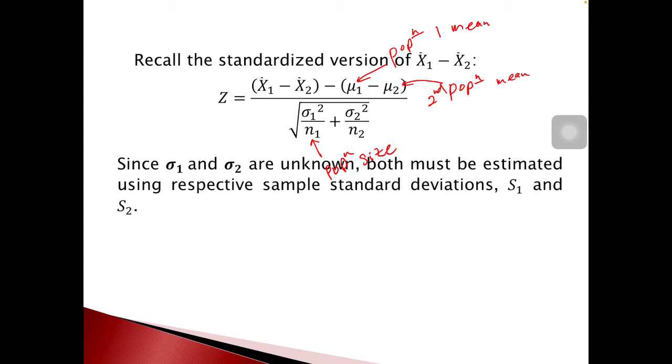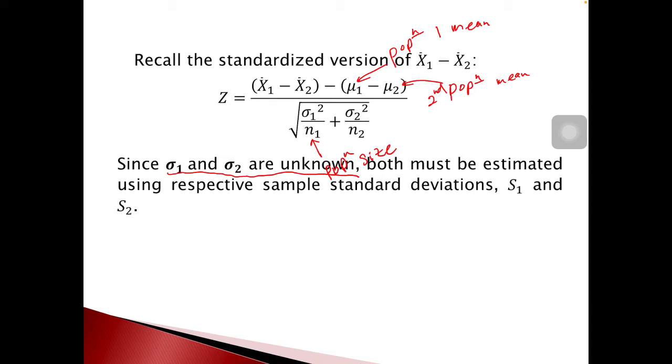So they have mentioned it here, but the problem is that sigma1 and sigma2 are both unknown, we do not know them, and also they are different. Last time we talked about them being similar but unknown, but now they are unknown as well as different. So to overcome this problem, we have to use sample standard deviations, which means S1 and S2 with respect to sample 1 and sample 2.